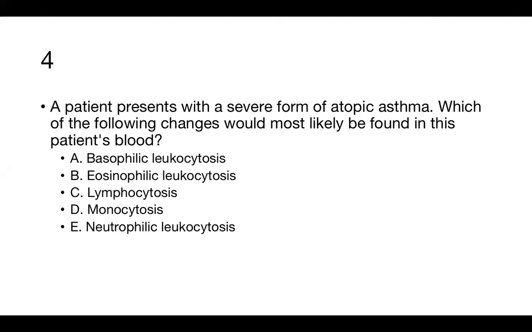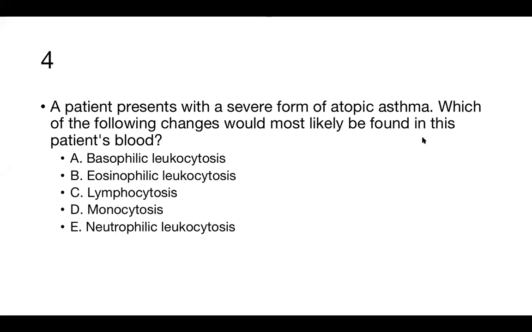Option B, sir. Sorry, option B? Yes, sir. Okay, wait. Option B. Okay, you are absolutely correct. This is an easy one actually. Why, Ilyas, is it option B? So there is atopic asthma, which is mainly allergic in nature, while eosinophil is absolutely increased. Yeah, you are absolutely correct.